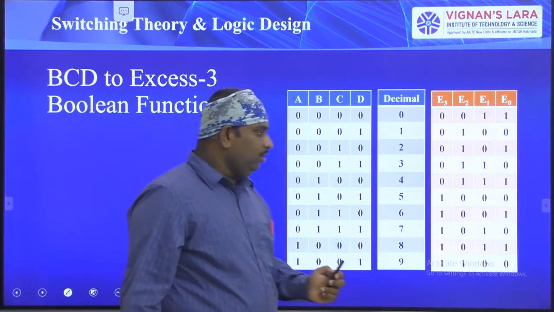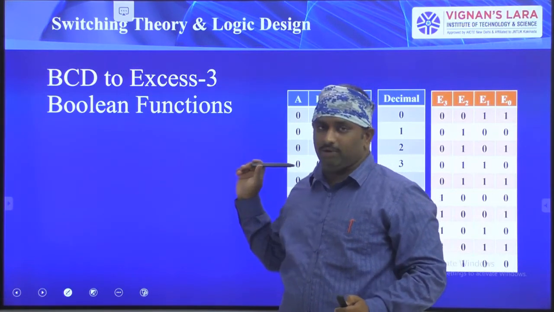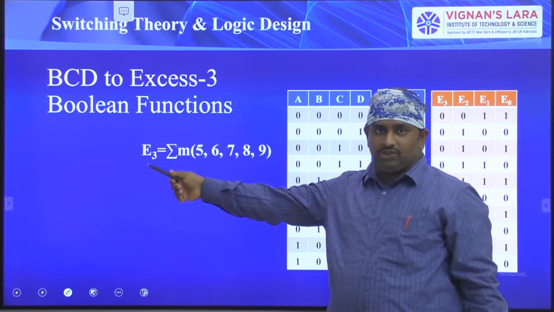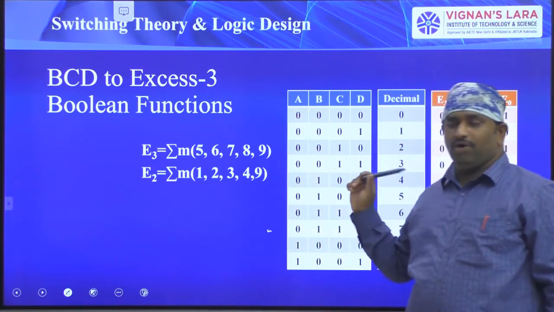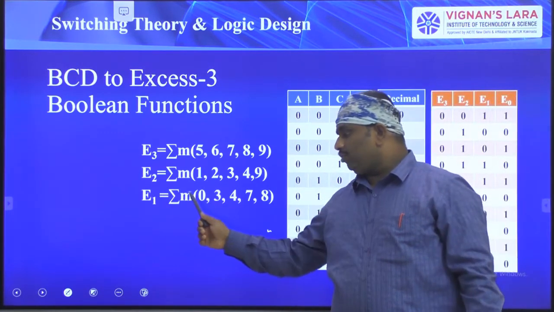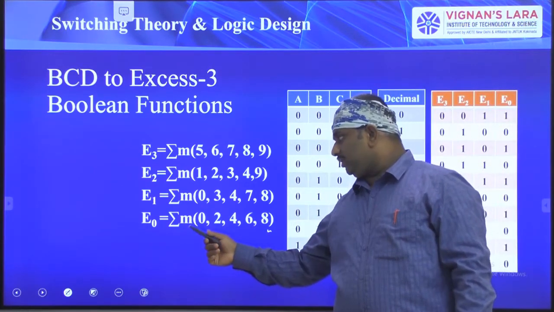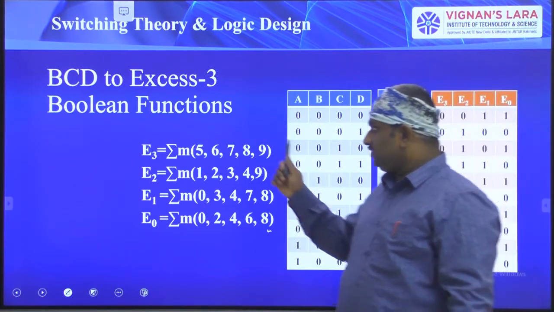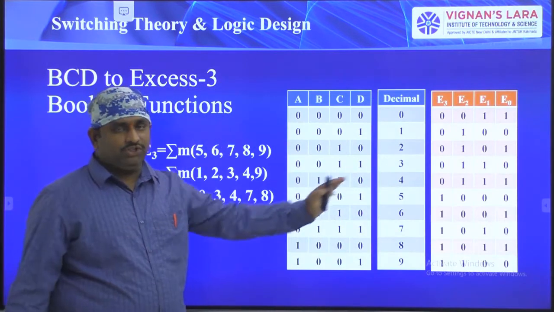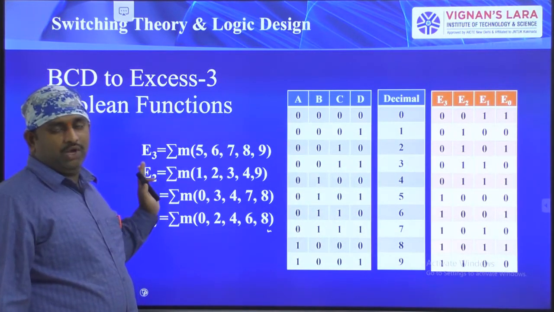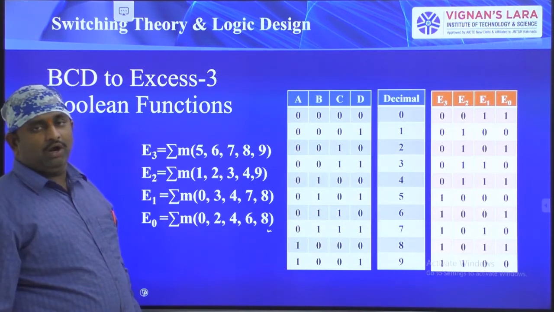So see here, now we are seeing the concept of BCD to XS3 Boolean functions. Just now we have completed the conversion table. From that conversion table we have written E3 is equal to sigma small m of 5, 6, 7, 8, 9, and E2 is equal to sigma small m of 1, 2, 3, 4, 9, and E1 is equal to sigma small m of 0, 3, 4, 7, 8, and E0 is equal to sigma small m of 0, 2, 4, 6, 8. So these are the Boolean functions we have analyzed from this conversion table. We have written the four Boolean expressions for E3, E2, E1, E0 outputs.